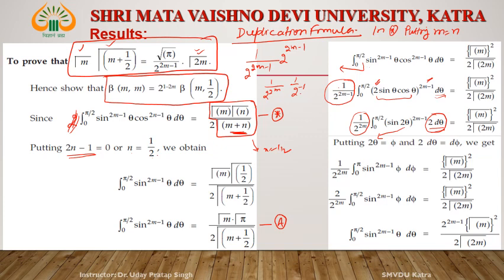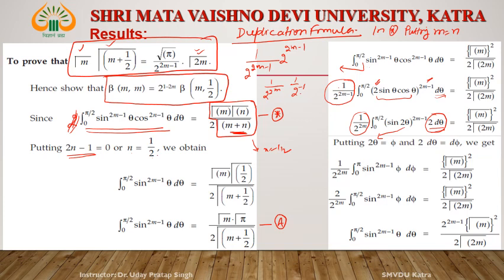After all, we have to convert into this form star. So putting 2 theta equal to phi, 2 d theta is equal to d phi. Then 1 upon 2 to the power 2m, integral 0 to pi. Why? If theta is equal to 0, phi equals 0. If theta is equal to pi by 2, then phi is equal to pi. Sine to the power 2m minus 1 phi d phi, and gamma m square is equal to 2 into 2 gamma 2m.